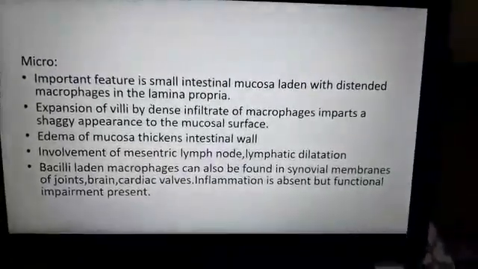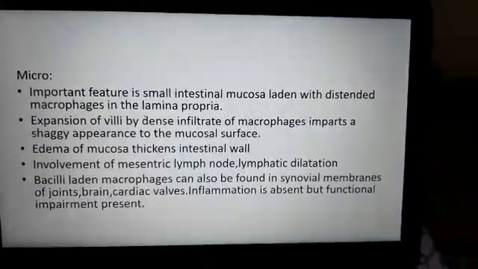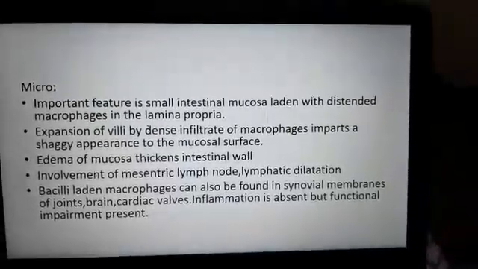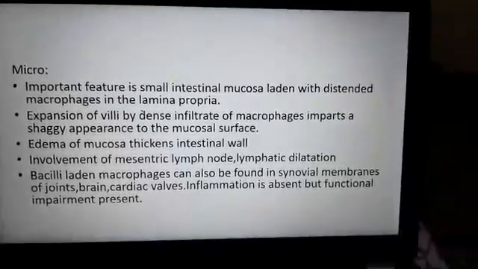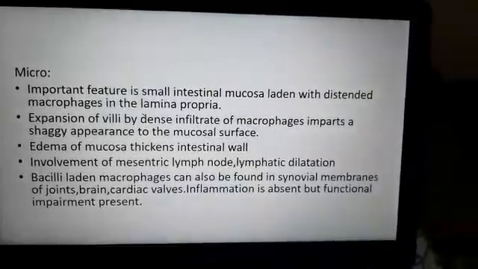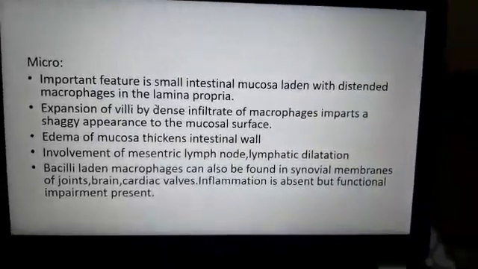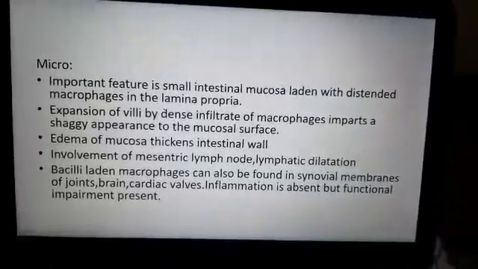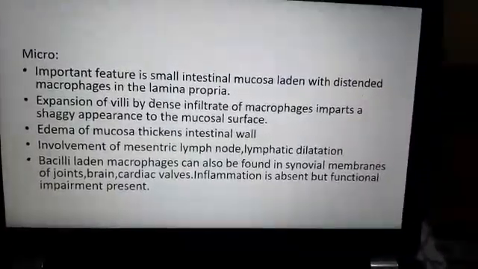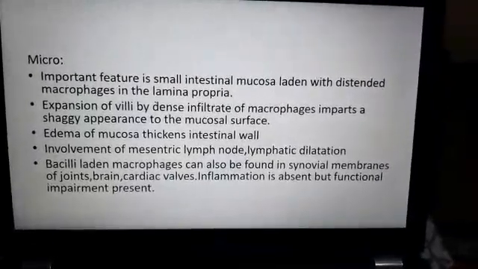Microscopically, the important feature is small intestinal mucosa, which will be laden with distended macrophages in the lamina propria. The mucosa will be showing a lot of macrophages filled with this organism, that is Tropheryma whipplei. The expansion of the villi by the dense inflammatory infiltrate of the macrophages will impart a shaggy appearance to the mucosa. Because of Tropheryma whipplei within the macrophages present in the mucosa, there will be a shaggy appearance to the mucosa, and the edema of the mucosa will cause thickening of the intestinal wall. There can be involvement of the mesenteric lymph node and lymphatic dilatation also.